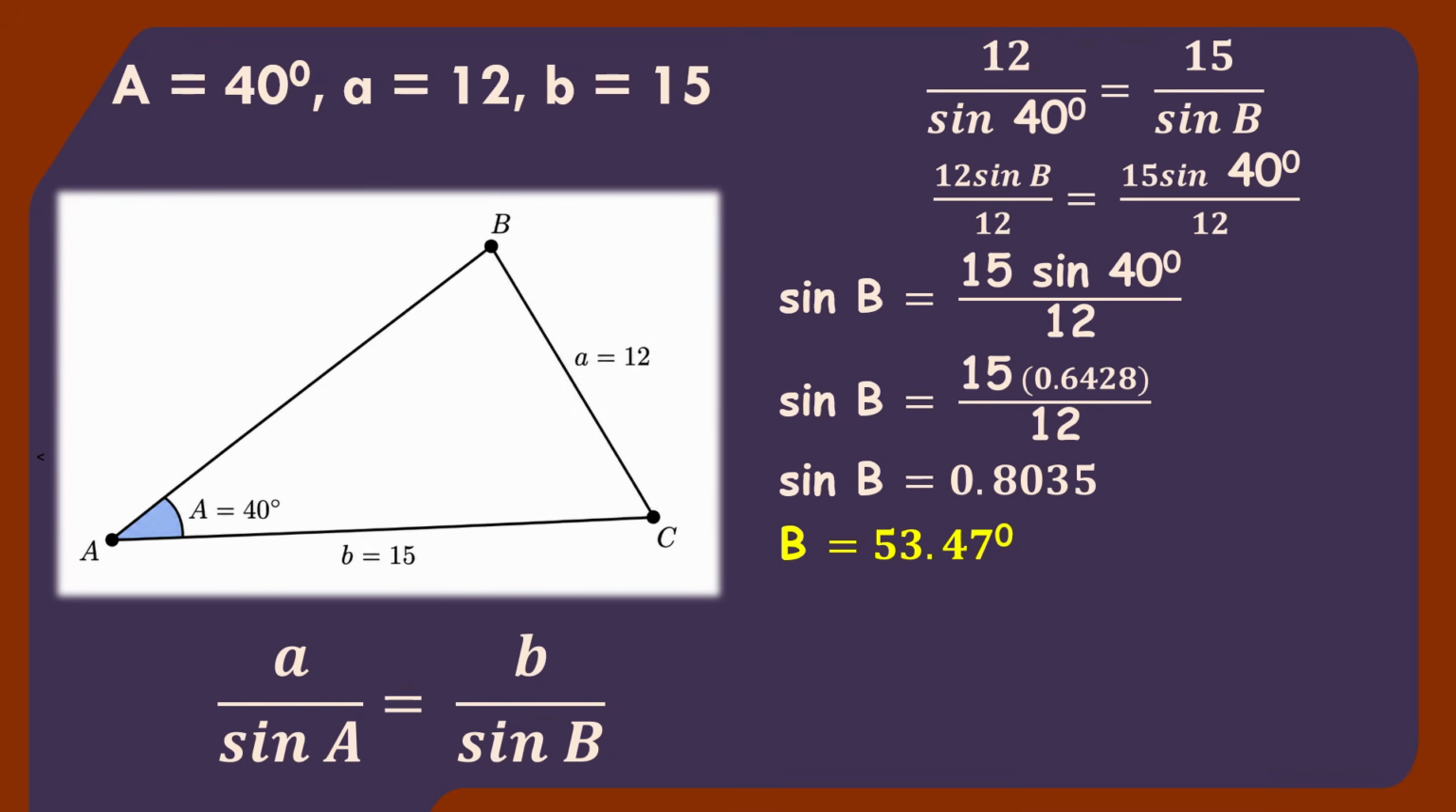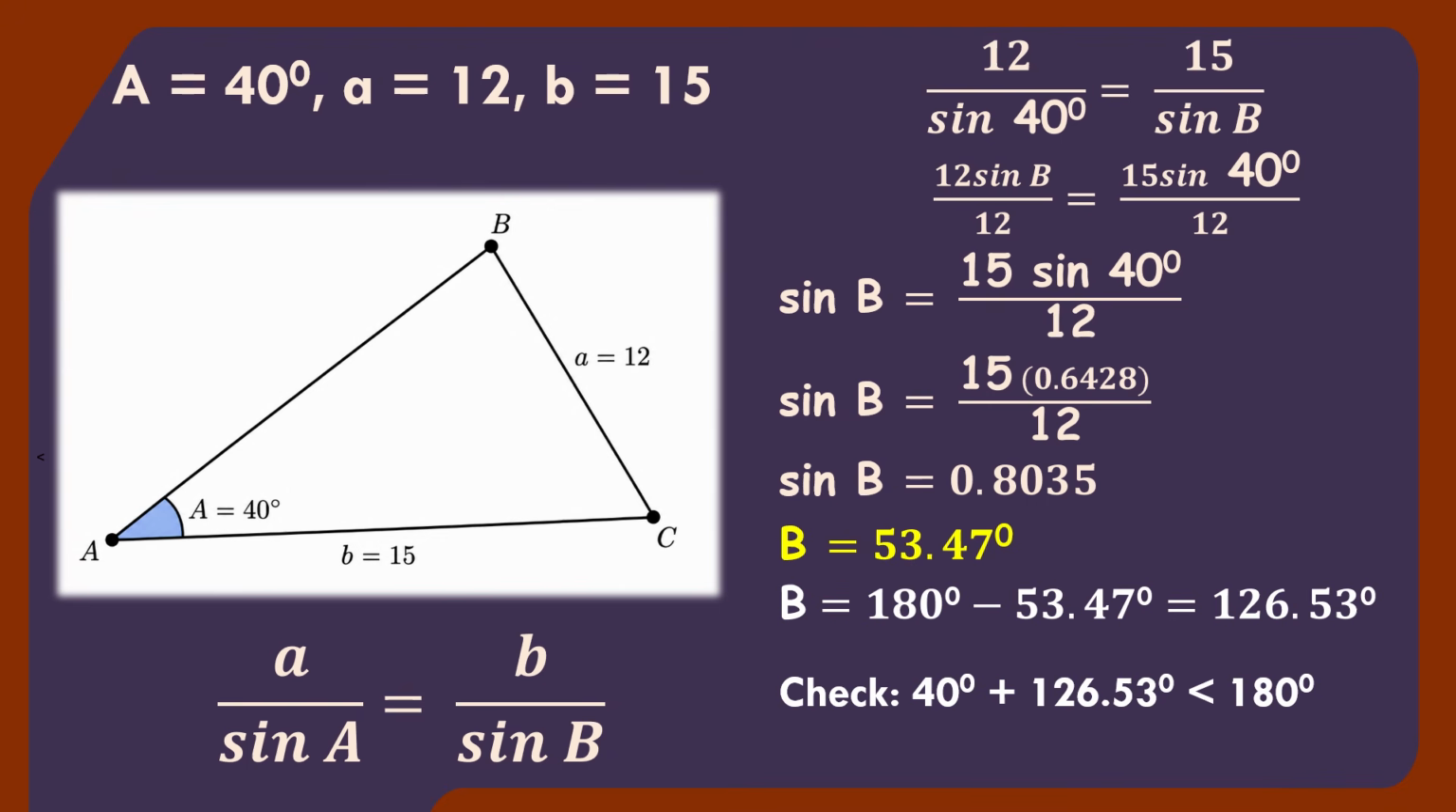Afterwards, let us get the other value of B. So that becomes 180 degrees minus 53.47. That becomes 126.53. So let us check.